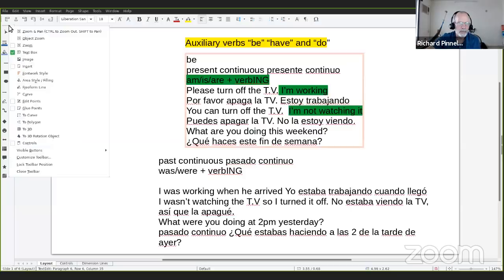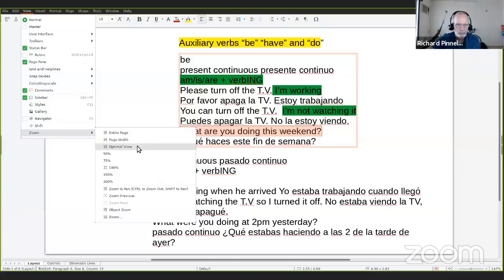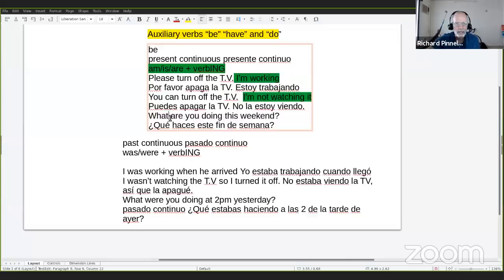Otro ejemplo. Esta ocasión tenemos una pregunta. What are you doing this weekend? Aquí tenemos que cambiar el orden de las palabras. En la pregunta tenemos que poner el verbo be primero, seguido por el sujeto, seguido por el gerundio. What are you doing this weekend? En este tiempo, el presente continuo, usamos el verbo be como verbo auxiliar en el presente, en una de sus formas, am, is o are.